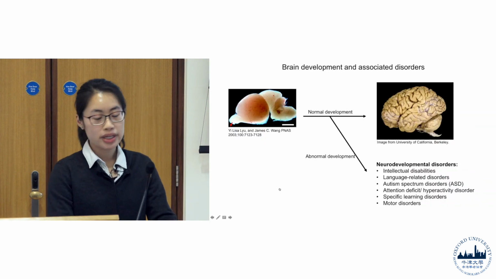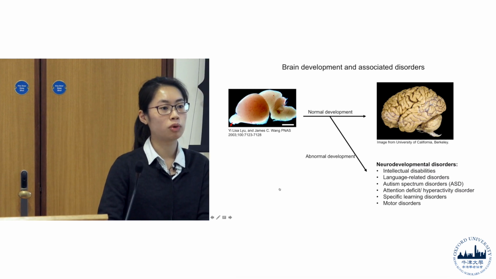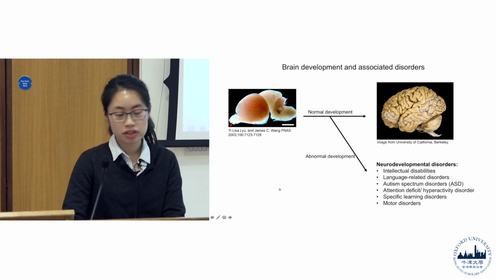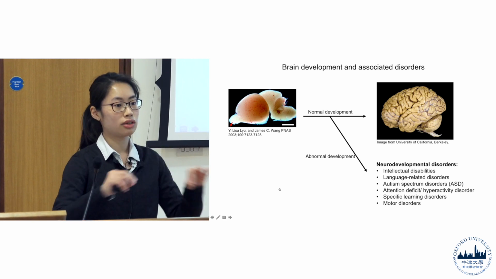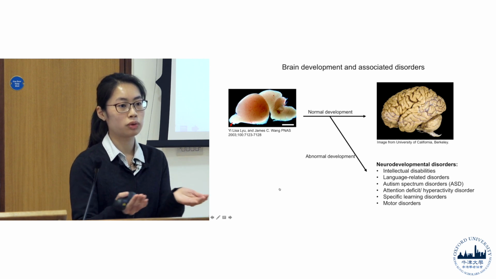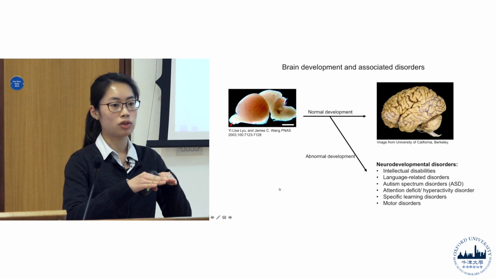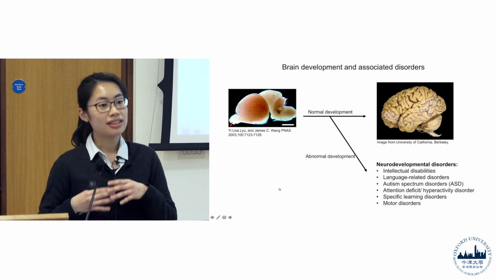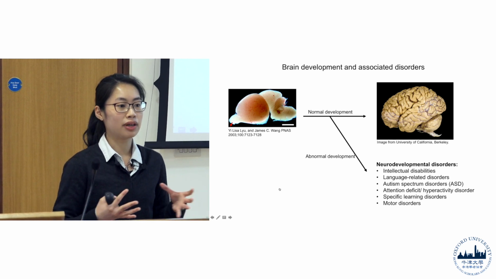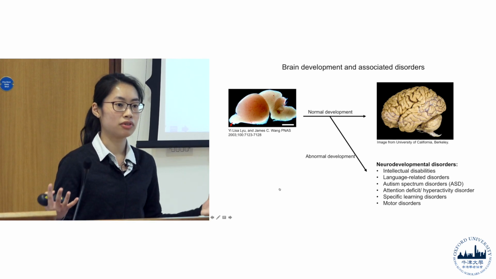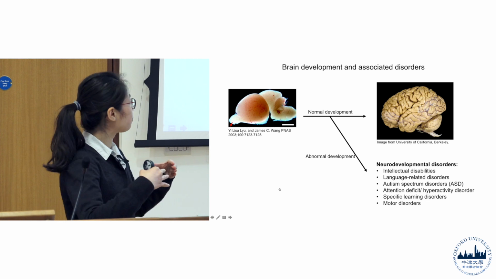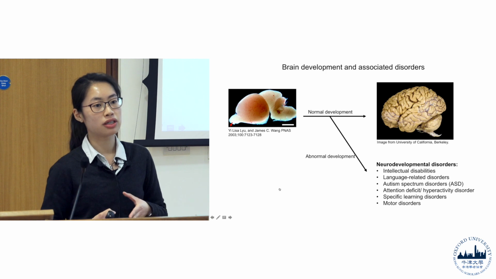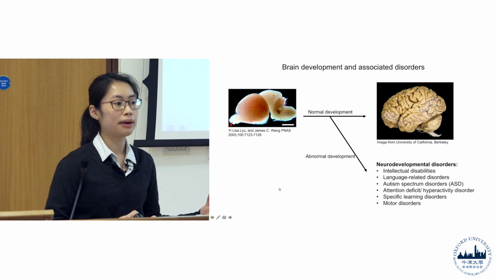So brain development is very important for the proper functioning of the brain. When the brain starts to develop, it starts with a sheet of cells, and they gradually fold inwards and eventually fuse together to form a tube-like structure. And these tubes will gradually expand, and some of the regions will constrict, depending on how cells are produced and how cells migrate to the destination.